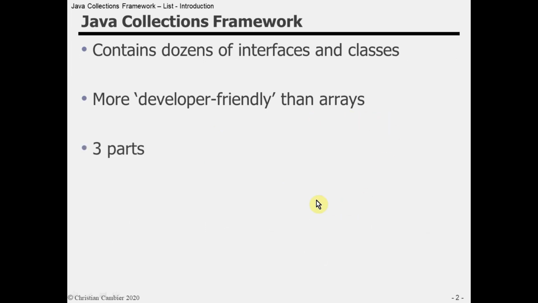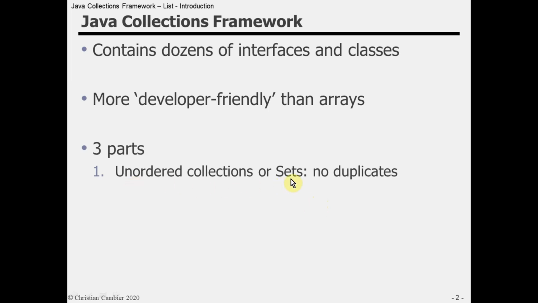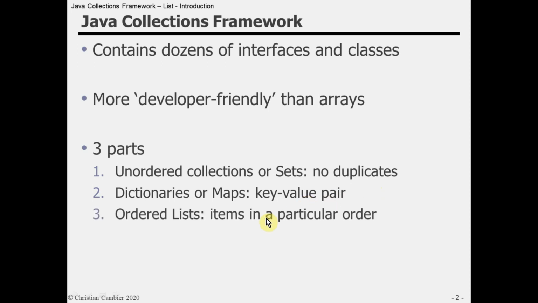Roughly, it can be broken down in three parts. The first part, unordered collections or sets. A set doesn't allow any duplicates, so each element is stored only once in a set. Second, dictionaries and maps. They use key-value pairs. They store references to objects with a lookup key, which can then be used to access the object's value. And then the third part, what this playlist is about, ordered lists. These allow you to insert items in a certain order and retrieve them in the same order.